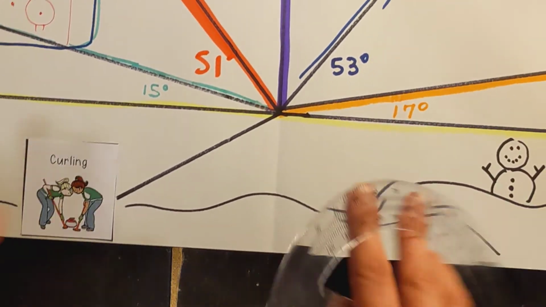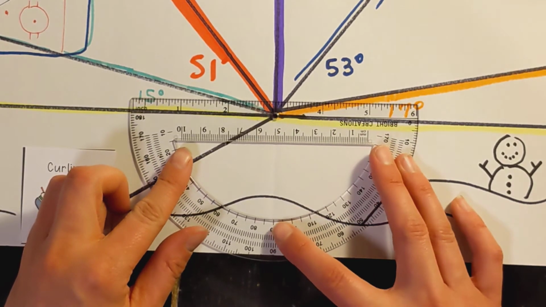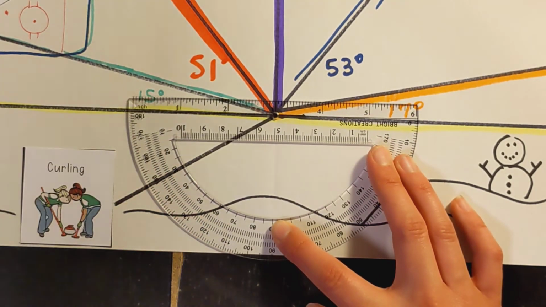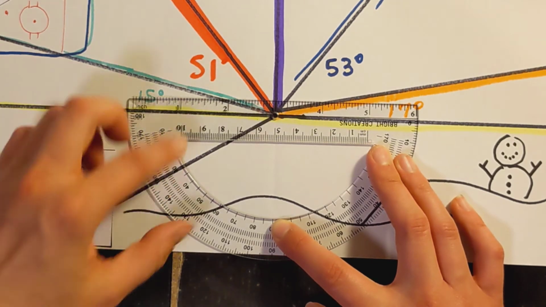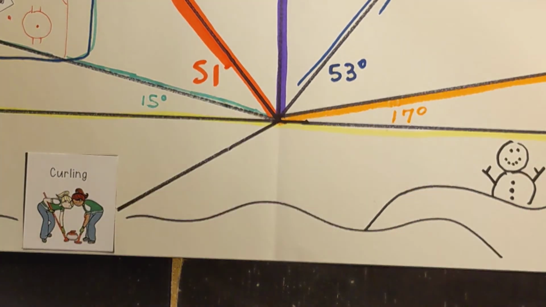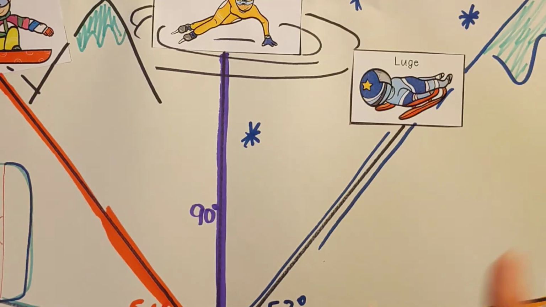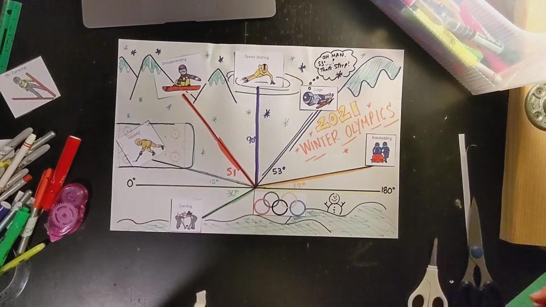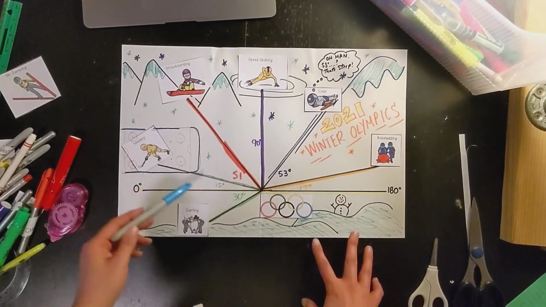For curling down here, I'm just going to flip my protractor upside down, but you could also just flip your paper upside down. So this one is 30 degrees. All right, so there we go. I just want to make sure that I record it on this, but then I also wrote them on here, and then I can decorate. And here's my finished product. So I've got my different sports, and I measured their angles.